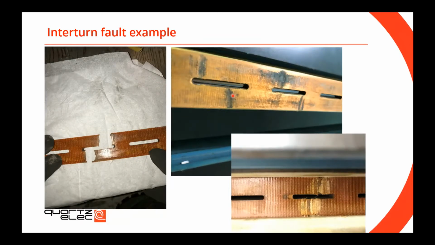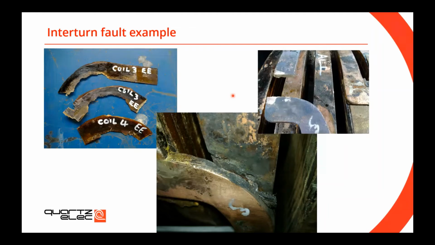Well, let me show you another example. So here you see on the left-hand side on the top, you can see already burnt out interturn insulation. And on those two pictures, when you look at the copper condition, you can see copper being molten away. So that's quite critical.